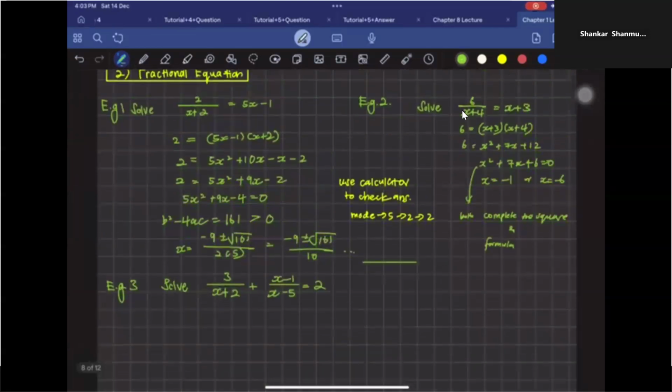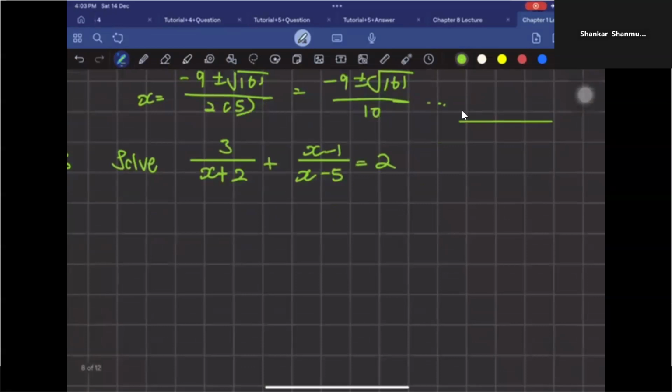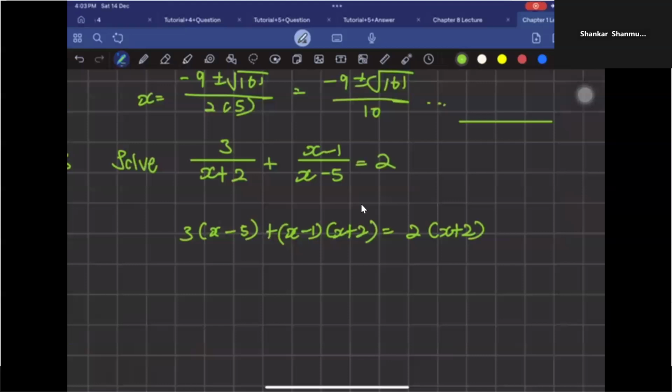You can also have a more complex fraction like this. So in this case, it's the same concept, make it into a single line. So you don't want it to be a fraction, that's your objective. So how you're going to do it is 3x minus 5 plus x minus 1 times x plus 2 equals to 2 times x plus 2 times x minus 5. Then you expand this and solve the equation. Okay?